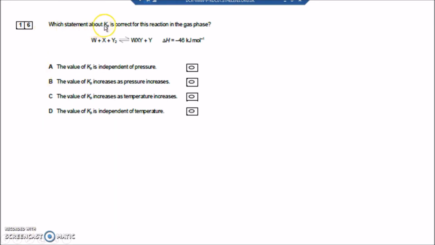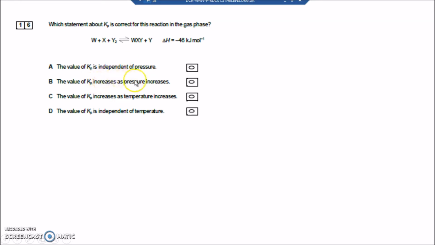Question 16. Which statement about Kp is correct for this reaction in the gas phase? Kp is an equilibrium constant. When you've got gases, it refers to pressure rather than concentration, but it's effectively the same thing as an equilibrium constant. Equilibrium constants only change if you change the temperature. That's the only thing that will change an equilibrium constant. So A, the value of Kp is independent of pressure. That means that pressure isn't going to have any effect on the equilibrium constant. That's true. It's only dependent on temperature, so it's independent completely of pressure. So I know A is right first of all.